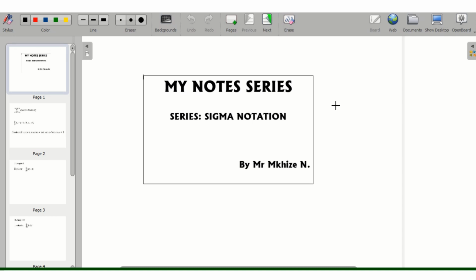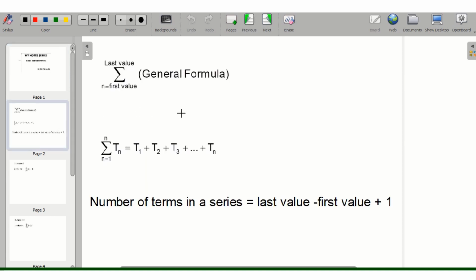Hello, so in this video we are going to be looking at sigma notation. When we talk about sigma, this is the symbol for sigma, the Greek symbol, which means summation in mathematics. Because we are talking about series, which are summations, that is why we use this symbol.